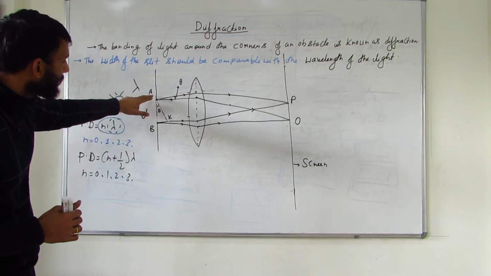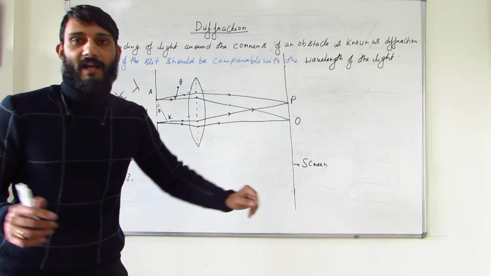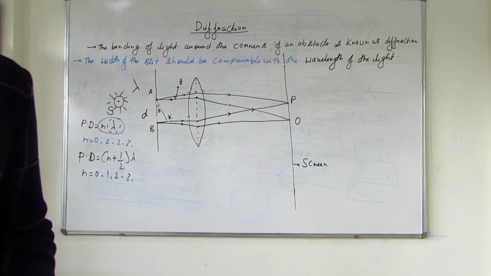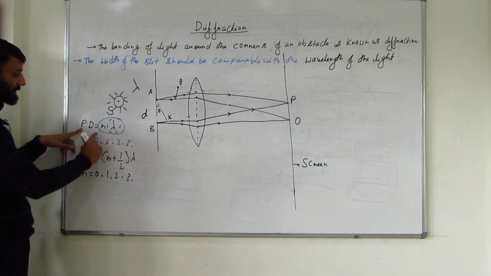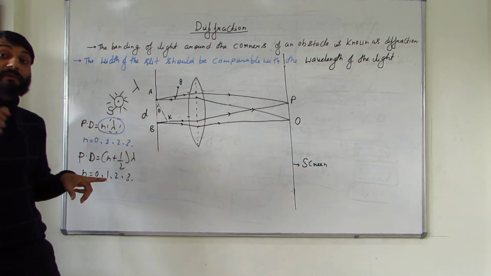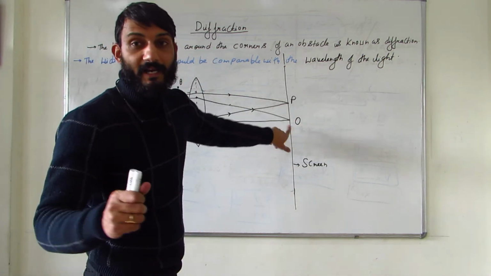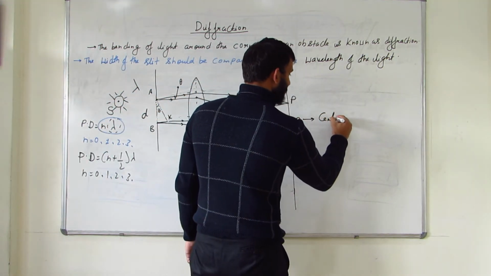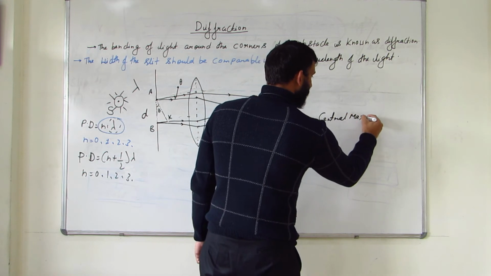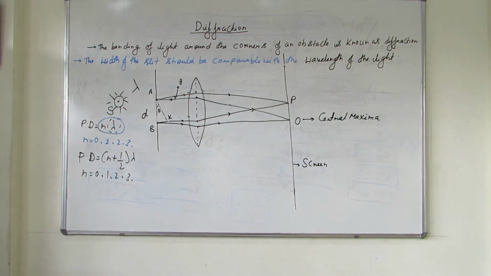Now the waves going from A to O and B to O travel the same distance and therefore do not have any path difference. Now look here, if the path difference is 0, if I put n as 0, the path difference is 0. This is the condition for a bright point, constructive interference. So point O is a bright point and it is known as the central maxima. What do we call this point? Central maximum. So this point is known as the central maximum.